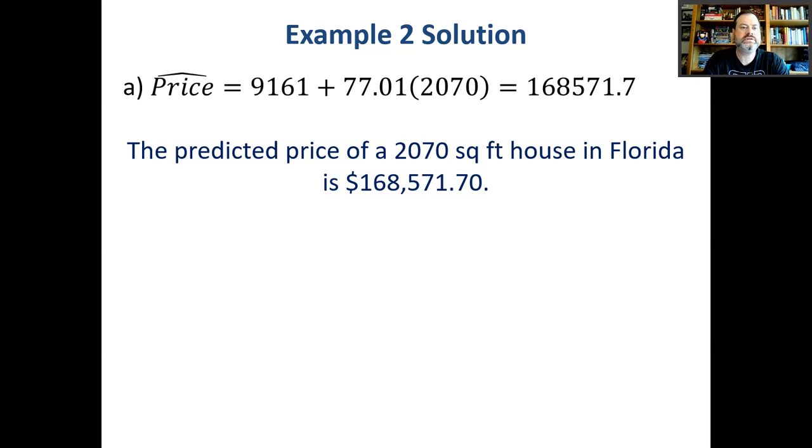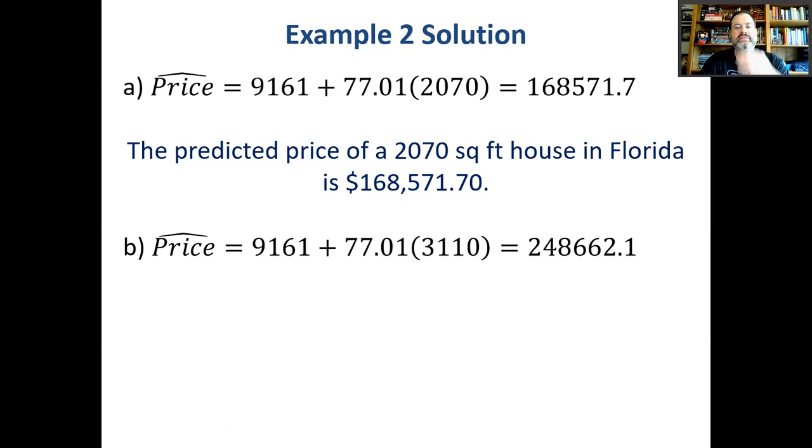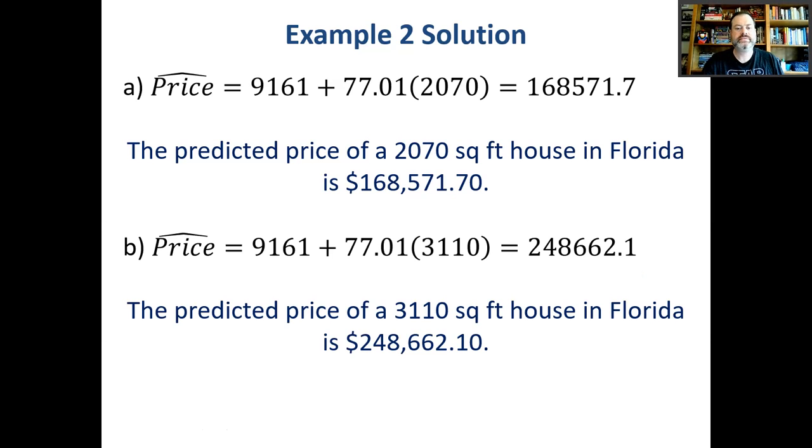So the predicted price of a 2,070 square foot house in Florida is, and I just didn't even round it. I just left all the digits in there. If this is a homework problem, just follow the number of digits that the problem tells you. Right? So the other one, we had a 3,110 square foot house. Plug in 3,110. Pause the video if you're typing it on your own and want to double check.